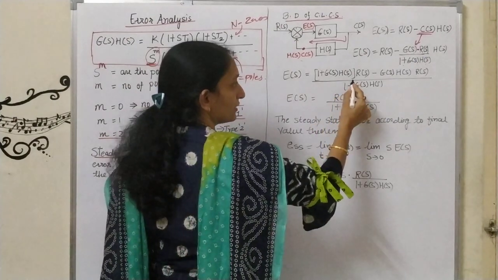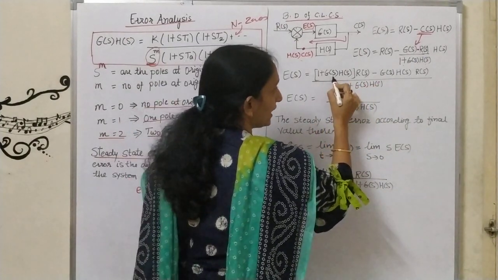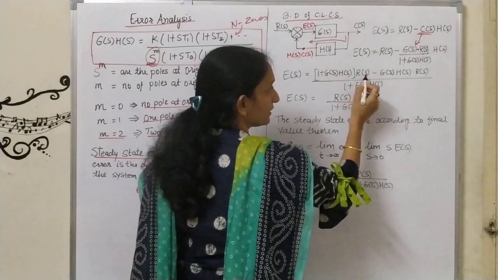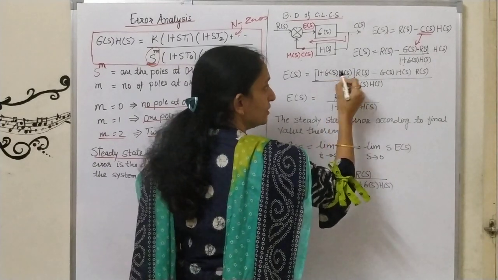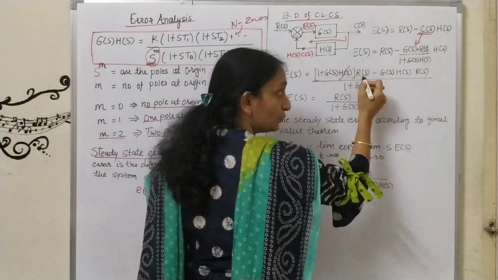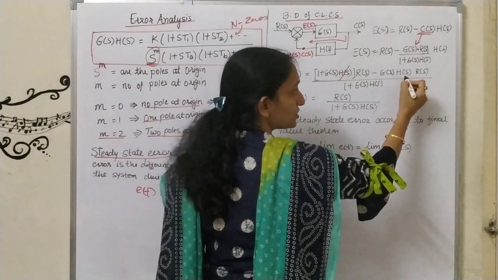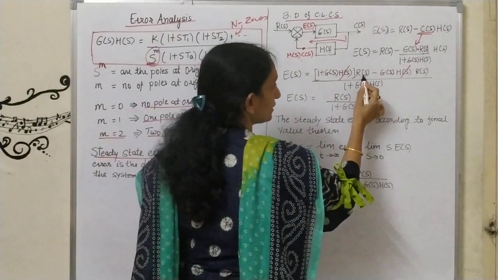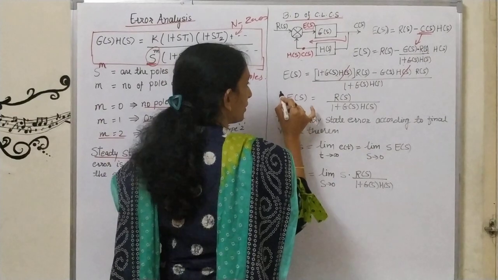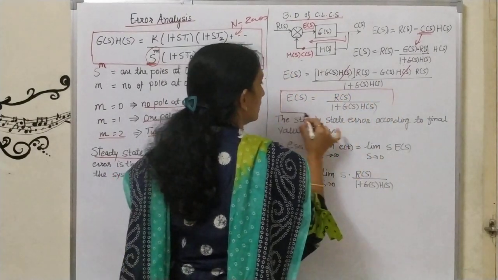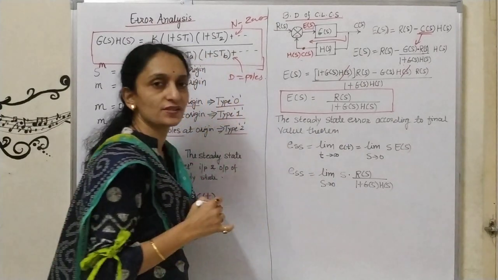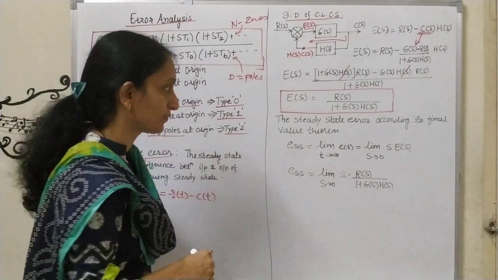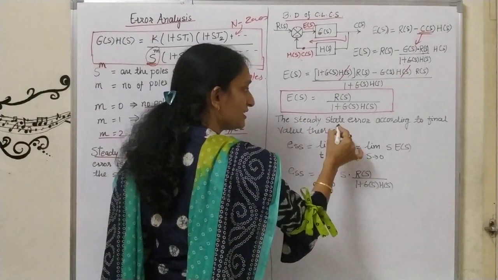See here what I will get. Here I have the term plus G(s) H(s) R(s), and here we have the term minus G(s) H(s) into R(s). So these two terms will get cancelled. What is left in the numerator? Only R(s) is left. So what I got here is E(s) is equal to R(s) upon 1 plus G(s) H(s). Now see the steady state error.